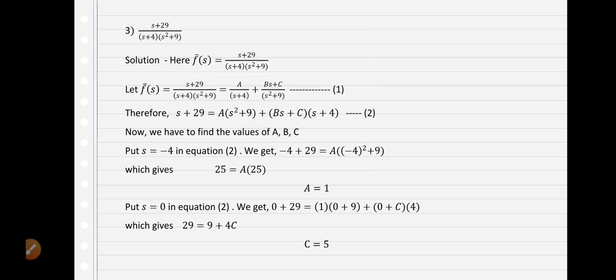Now you have to put any other value of s than 0 and minus 4 in this equation 2 to get the value of capital B. And remember, here you may have to use the values of A and C which we have just obtained. Now we will put s equal to 1 in equation 2.